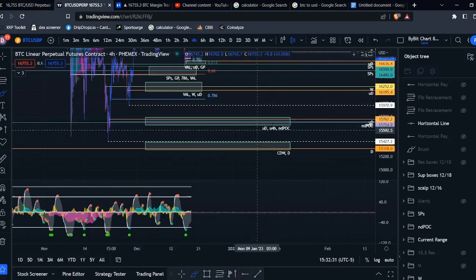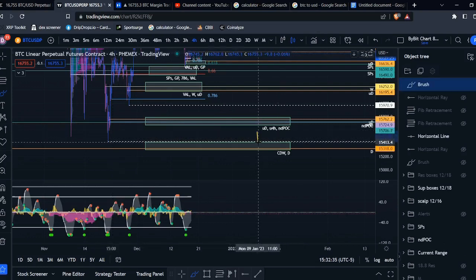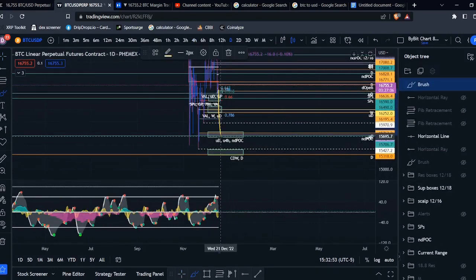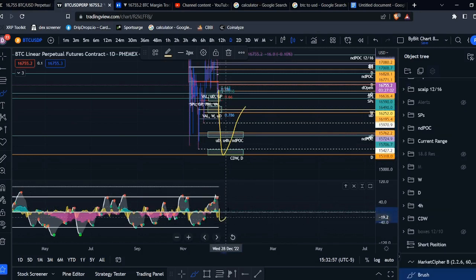And then if we lose that, I'm going to be watching this wick right here, potentially taking out the lows and coming into this daily level. And if we do that, we do have the potential right now to form some daily bullish divs here. So that could be nice. I'm definitely going to be watching that.